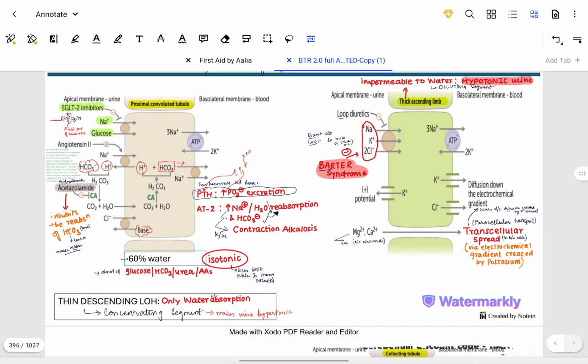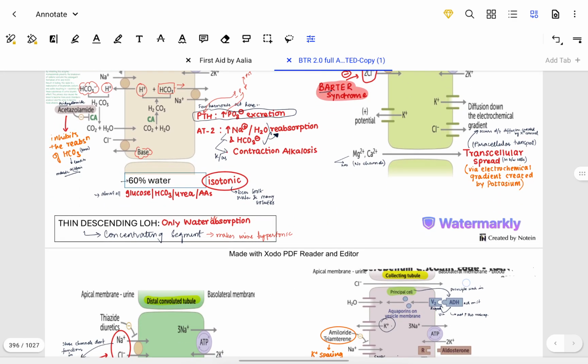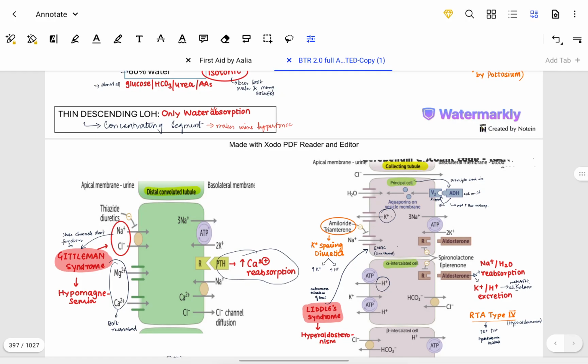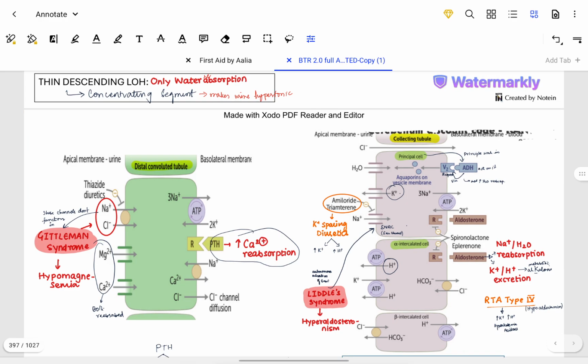So that was it for the thick ascending limb. Now you have DCT. Now DCT, thiazide diuretics. First of all, let's see what is being reabsorbed, right? One question I'll ask you. Where is water impermeable? It is thick ascending. Where are solutes impermeable? It is thin ascending. Only water is being reabsorbed in thin and only solutes are being reabsorbed in thick.